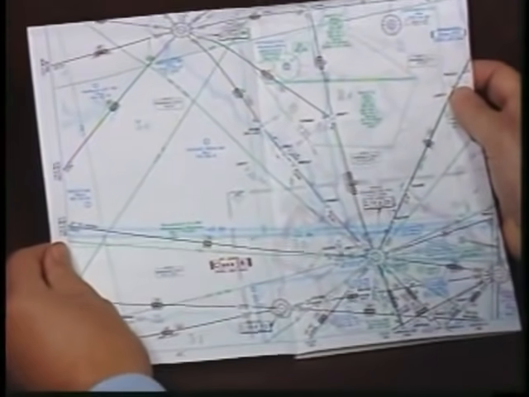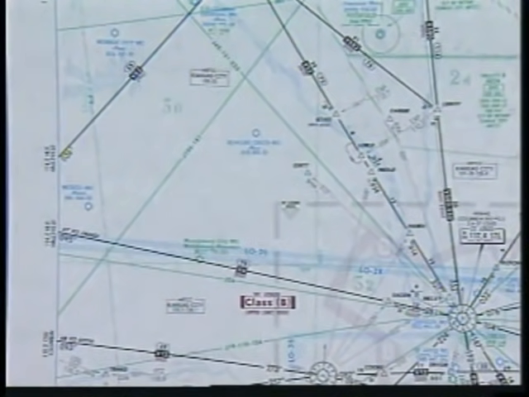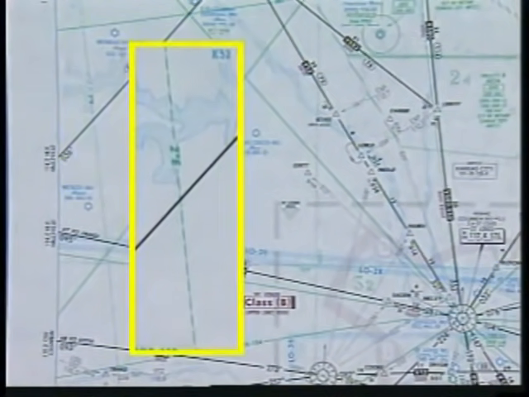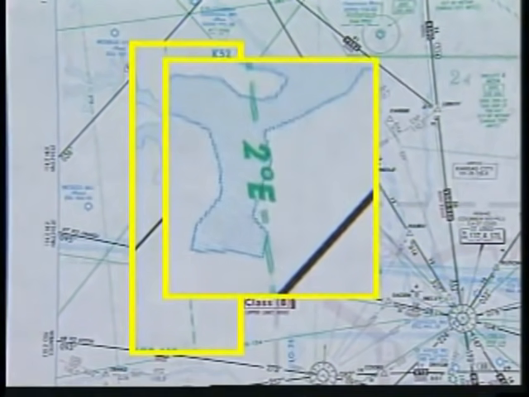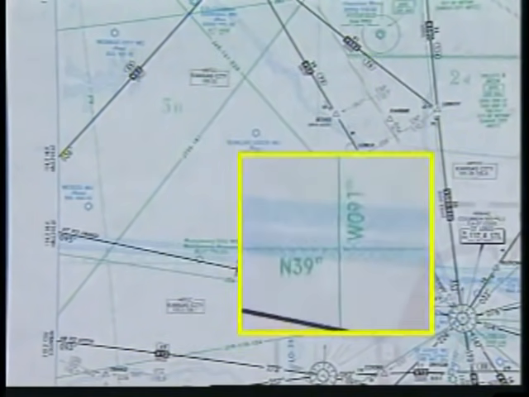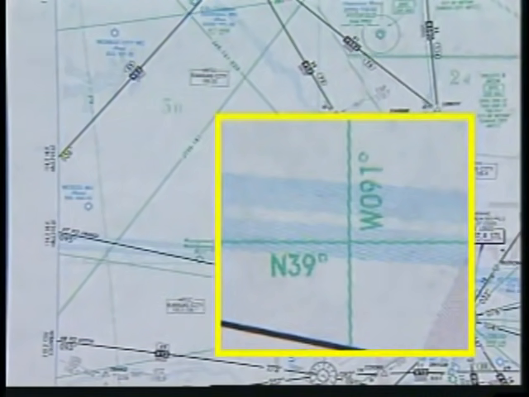There are many items printed on en route charts to help you maintain orientation. For instance, the green dashed line, which shows 2 degrees east, depicts the magnetic variation for this region. Latitude and longitude lines are shown on the chart by thin green lines, such as 39 degrees north latitude and 91 degrees west longitude.